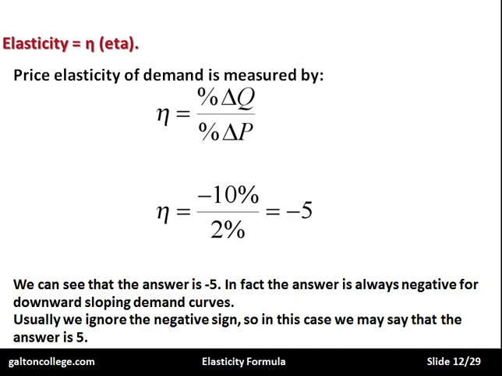So we can see that the answer is minus 5. In fact, the answer is always negative for downward sloping demand curves. We always get it as minus. It's always minus something, because demand curves are downward sloping. So we usually just ignore the minus. We just say it's whatever, minus 5 or 5, it doesn't matter. So we say the answer is 5. Demand curves are, generally speaking, always downward sloping, so we say it's always going to be negative, so we can ignore the minus sign.